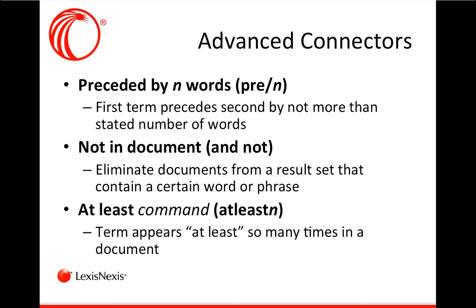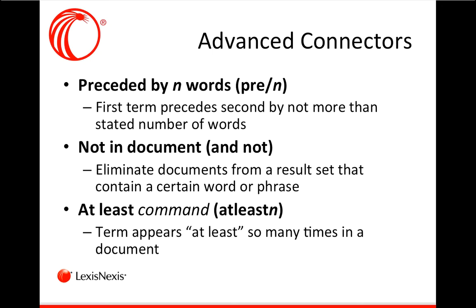Some of the more advanced connectors you may use are preceded by n words. This will be pre/n with n being a number. This is saying the first term precedes the second by not more than the stated number of words. So for example, pay-per-view television. If you did paper pre/2 television, it's going to make sure that the term paper appears in front of the word television. This is important when the words should not be switched back and forth.